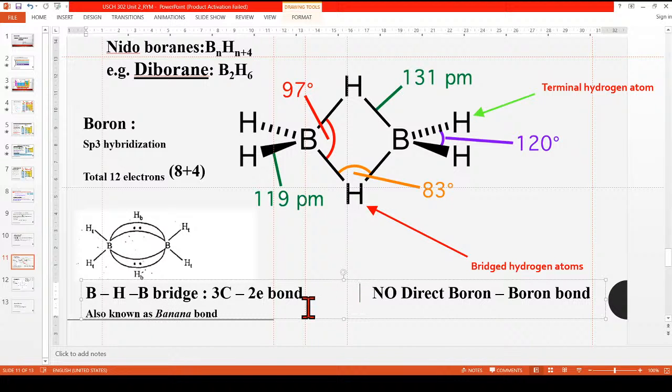Boron atom in diboron as well as in tetraboron is sp3 hybridized, and in case of diboron there is no direct bond between boron and boron. Okay, there is no direct bonding between boron and boron. The bond is a bridged bond. Okay, two boron atoms in diboron are connected via hydrogen bridges, there are two bridges.